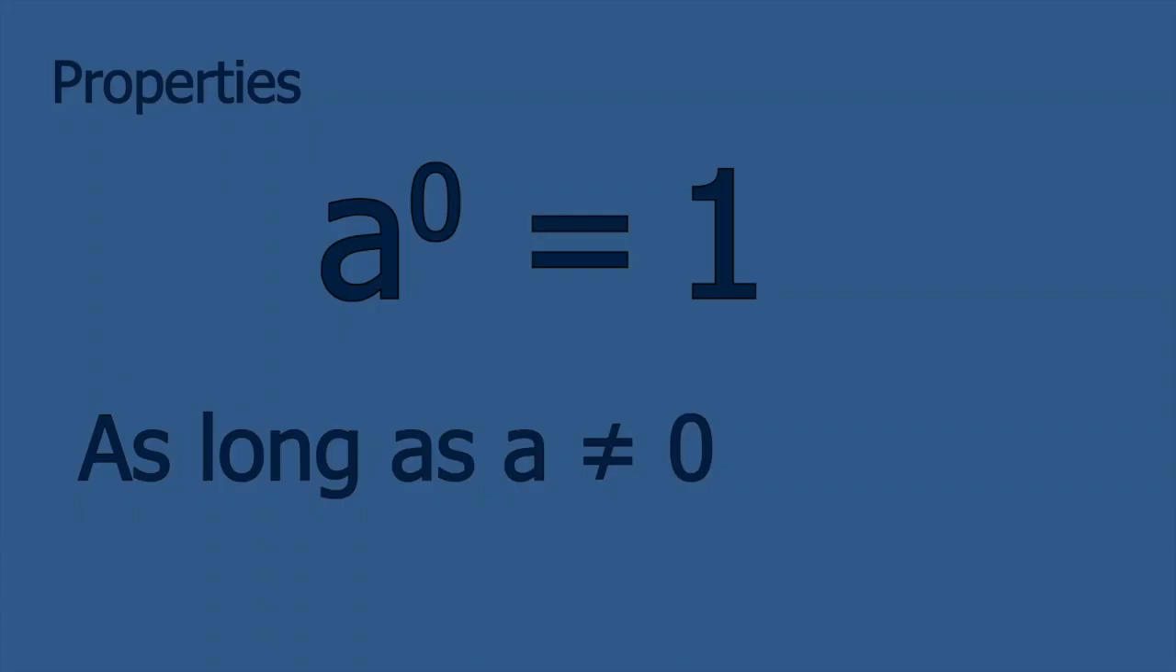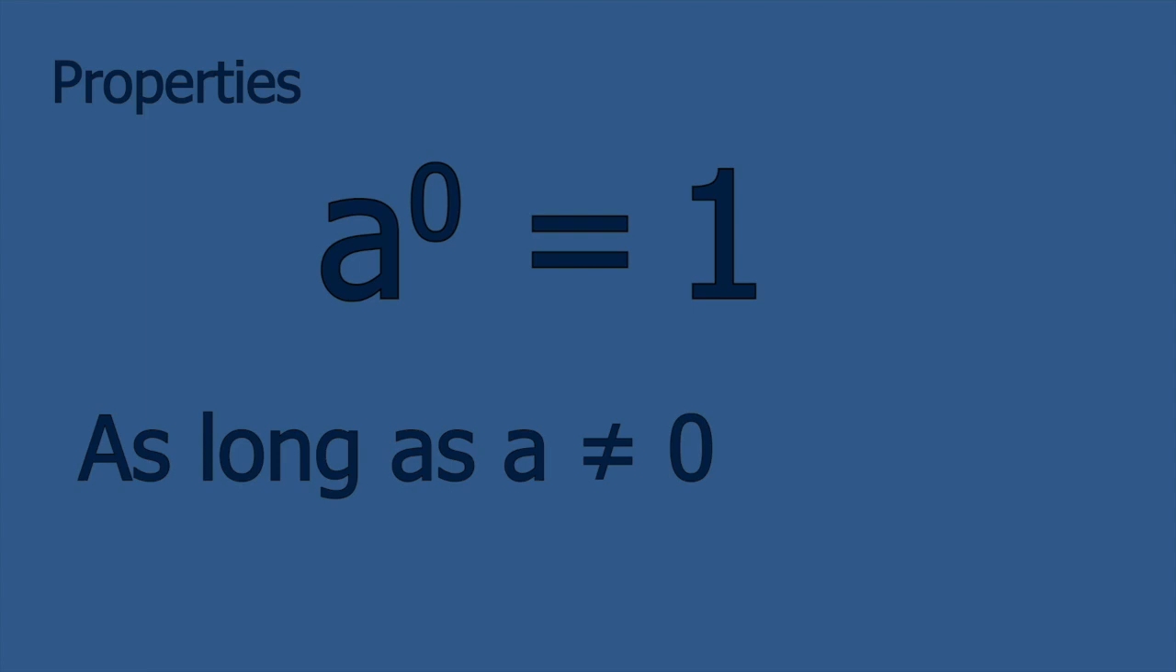Now, if you have not checked out my previous video, I suggest you do so. There I covered some of the basic properties of exponents. Today we're going to actually start off with this property. Here we have a to the zero power equals 1 as long as a is not equal to 0. Well, don't let this variable scare you. This is a way to generalize a number. What this is saying is that a could be any number as long as it's not 0.